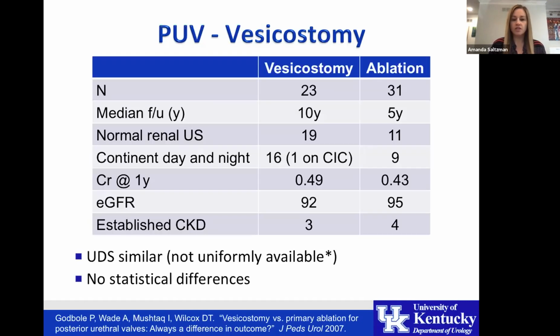So the important thing to look at here is not necessarily the exact numbers, but that there was no statistical difference between these two groups, okay? And for those patients who had urodynamics available, there was no difference in those bladders. So to me, what that says is that whatever changes we see may be temporary, but the ultimate fate of the bladder and of the kidneys is sort of predetermined.